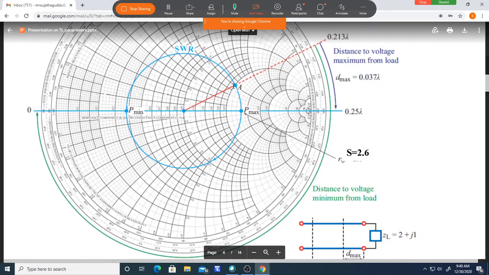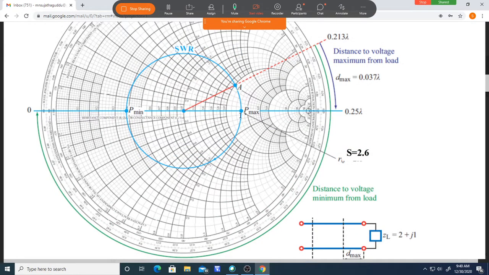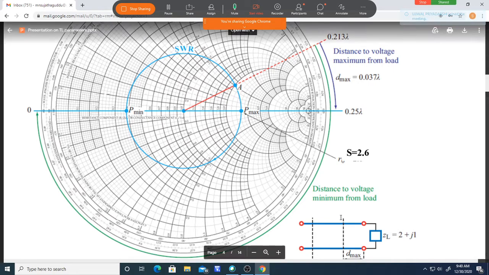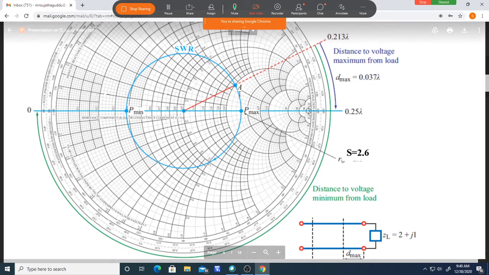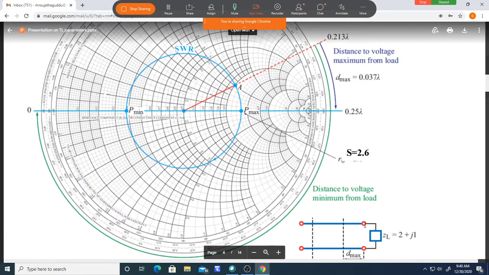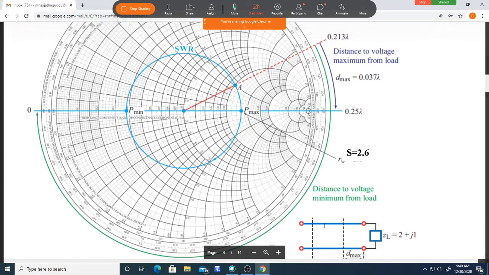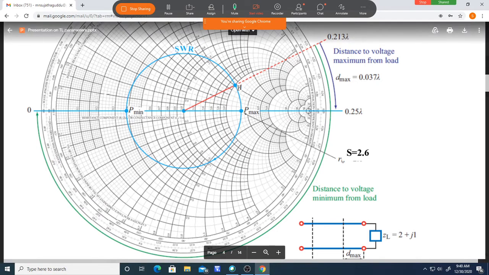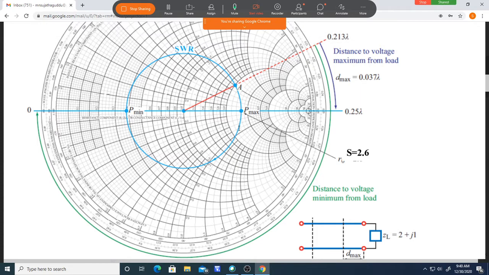We started from here and we moved; the impedance changes as you move like this. As I said, moving from the load in the clockwise direction on the VSWR circle is similar to moving on a transmission line towards the generator. It is nothing but moving on a transmission line.